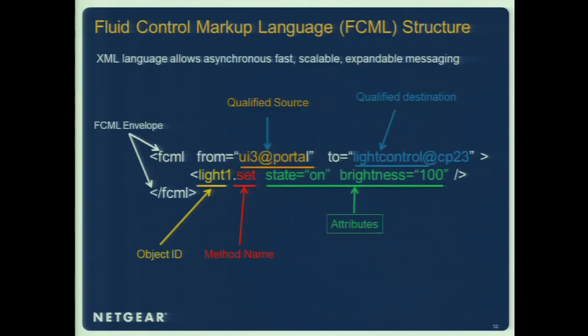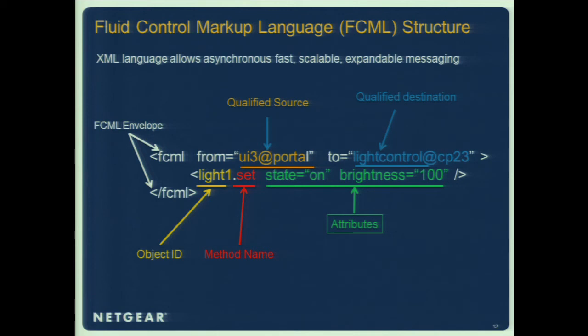All right, but how does the UI component talk to your OSGI component? And it all happens because of FCML. This is the XML-based message protocol that we use in our system to let you identify where the message came from and where you want it to go. It's basically a message routing protocol.